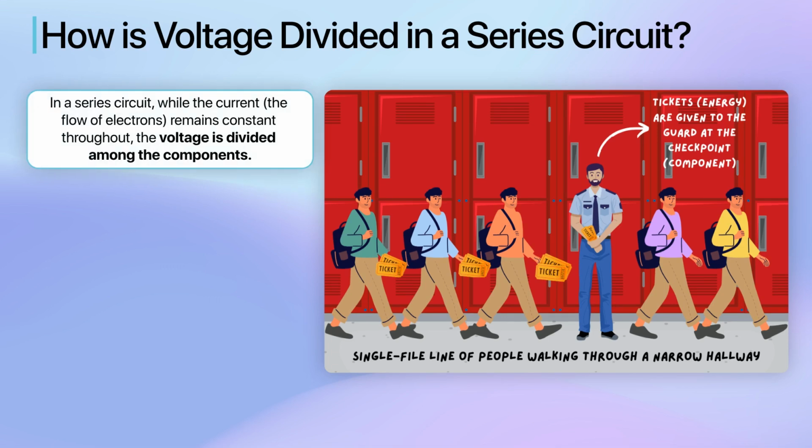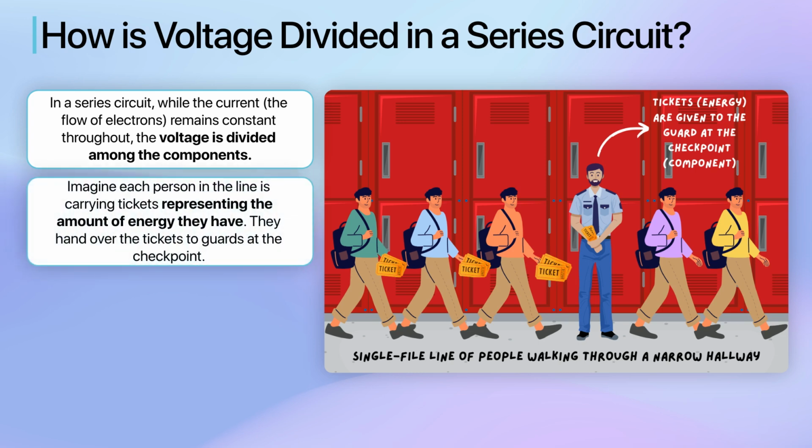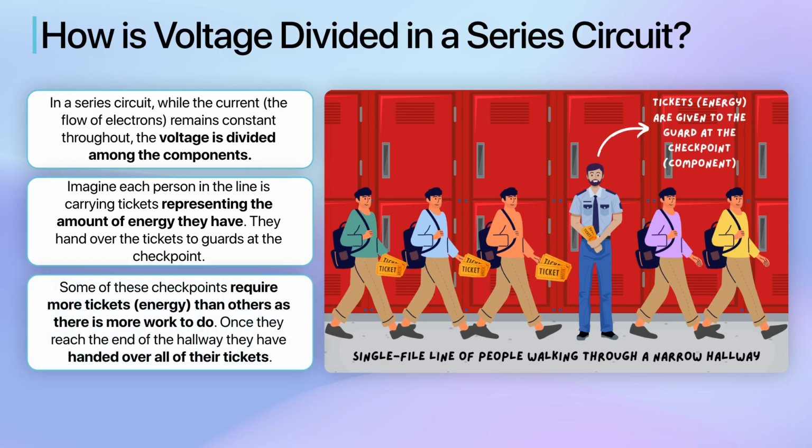In a series circuit, while the current remains constant throughout, the voltage is divided among the components. Let's go back to our single file line analogy, but this time imagine each person is carrying a certain number of tickets, representing the energy they have. As they pass through checkpoints, which represent the components in the circuit, they have to hand over some of their tickets to the guards at each checkpoint to continue. Some checkpoints might require more tickets than others, depending on how much work needs to be done there. By the time the people reach the end of the hallway, they've handed over all their tickets. They have no energy left.